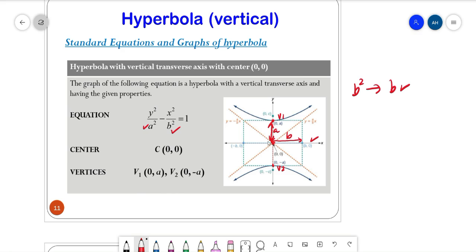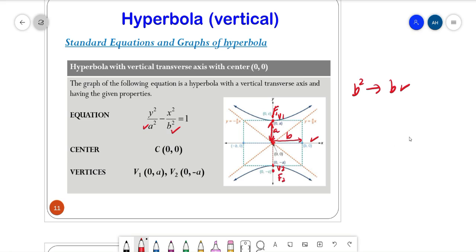Vertex 1 is 0, a because it is on the y-axis, whatever the value for a is. Now V2 will be 0, negative a, down here. The y component is negative a. Maybe we better highlight the coordinate for focus 1 also. Up here we have F1, 0, c. This is the point. Now, F2 will be this point, that is 0, negative c.